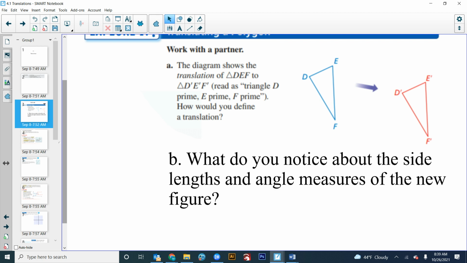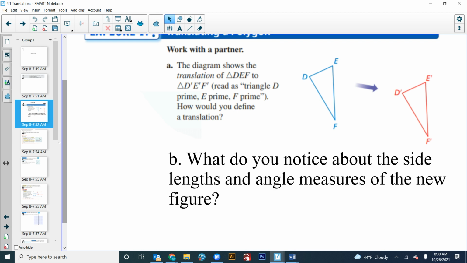Triangle DEF is translated to become triangle D prime, E prime, F prime. All that's telling you is E prime, I'm the new E. D prime, I'm the new D. F prime, I'm the new F. So DEF was the original, and D prime, E prime, F prime is going to be called the image.